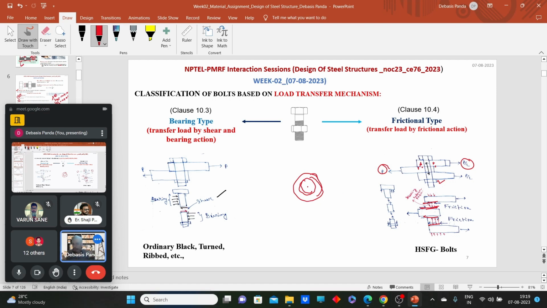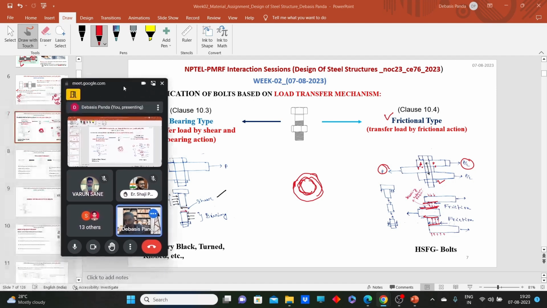When the slip occurs, this frictional type bolt will act as a bearing type of bolt, because until the slip occurs, this bolt will not get in contact with the plate. So bearing and shearing action will not occur. When we design the frictional type of bolt, we will discuss this phenomenon once again: when this frictional type of bolt will act as slip resistance, and when the slip we will consider. Okay, now we can get into the design part.